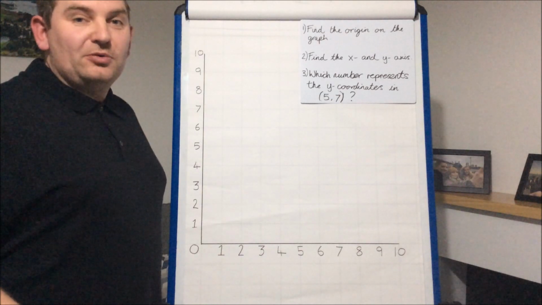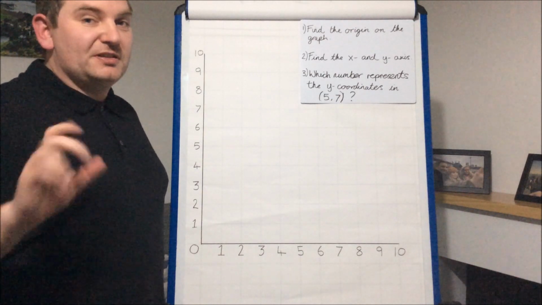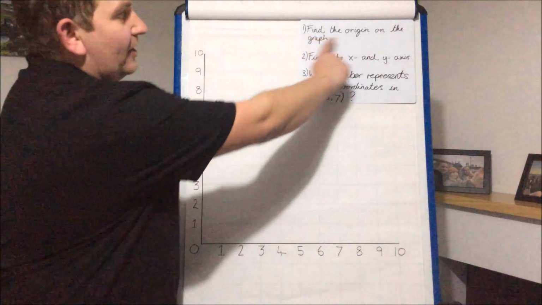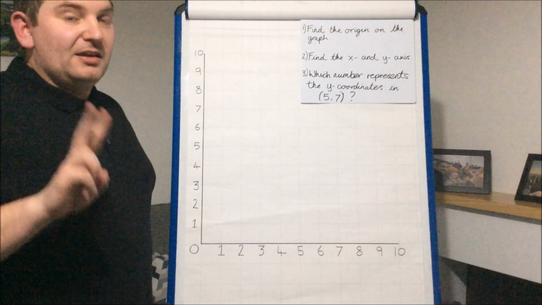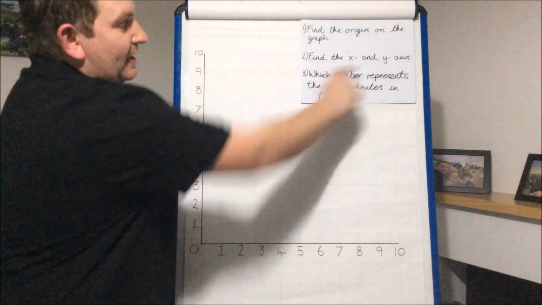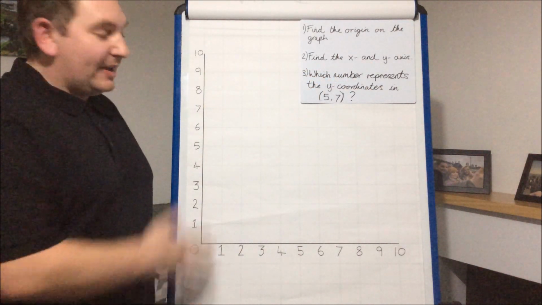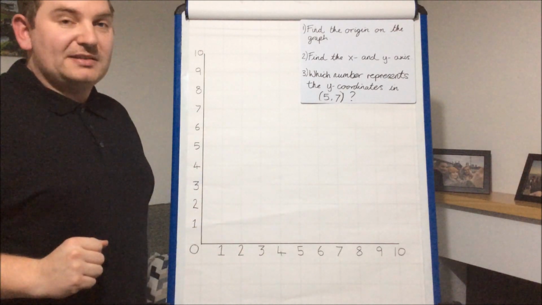So in a moment you can pause this video. I'd like you to think about three questions. Those questions being, find the origin on the graph. So on this graph, where is the origin? Question 2 would be, find the x and y axis. So where again on this graph are the x and y axis?